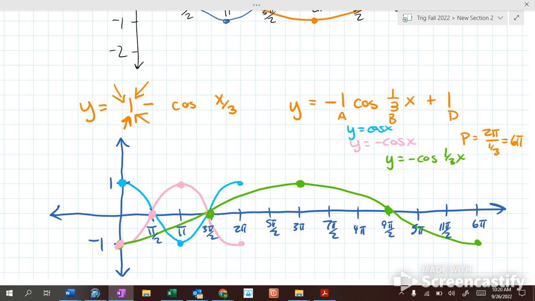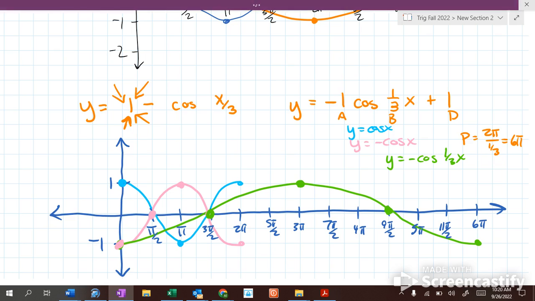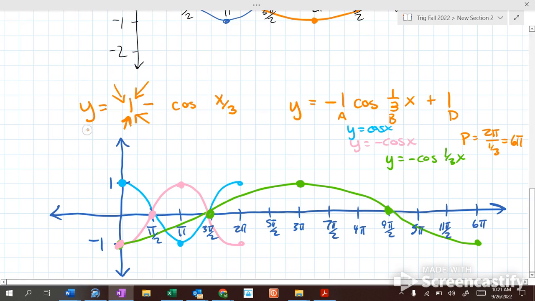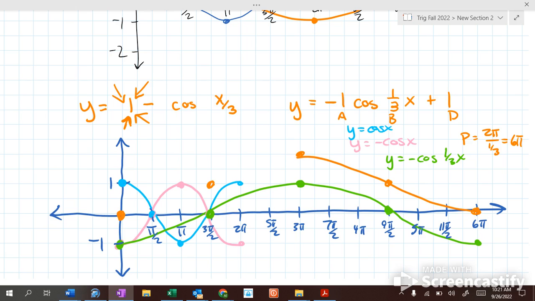So what's my last step going to be on this one? What am I going to do to everything from the green? What's my next step? Up 1. Up 1. 1 up, 1 up, 1 up, 1 up, 1 up. And there we are.